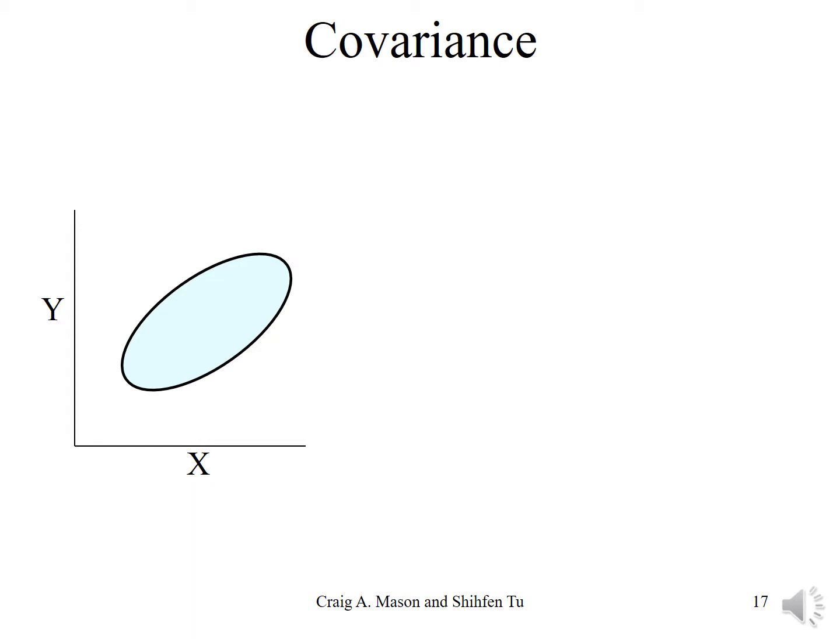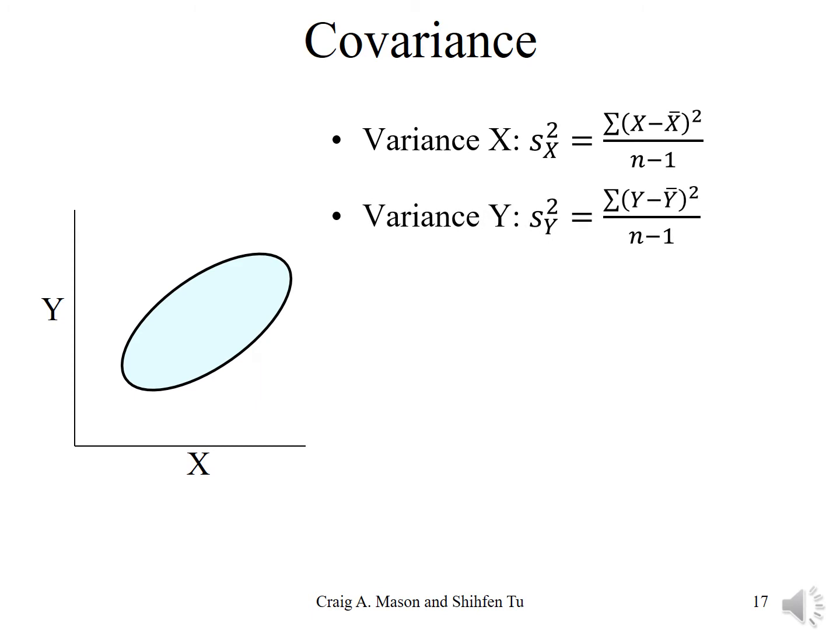Remember, the variance of a variable, say x, is the standard deviation squared. It's written as s sub x squared and is equal to the sum of squares for x, or the sum of x minus x bar squared, all divided by n minus 1. Similarly, the variance of y is written as s sub y squared and is equal to the sum of squares for y, all divided by n minus 1.